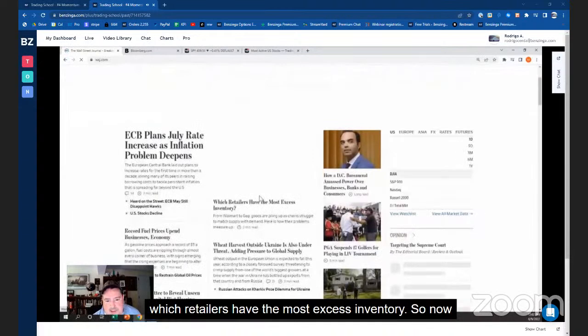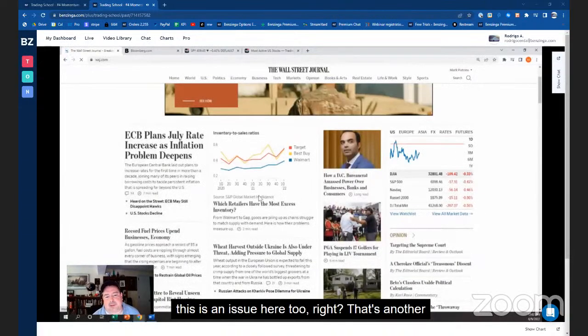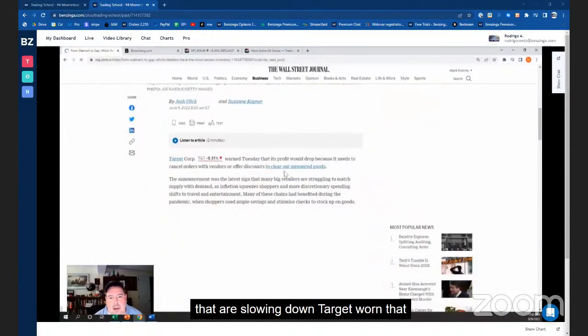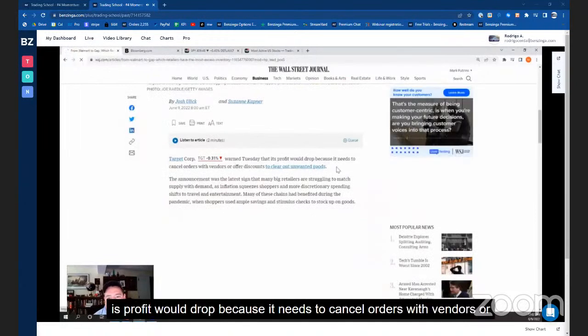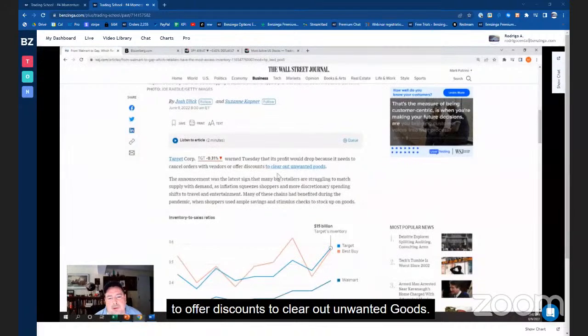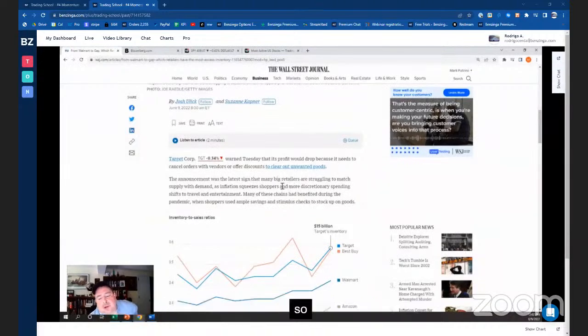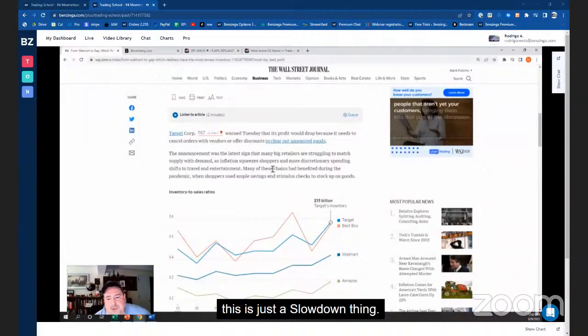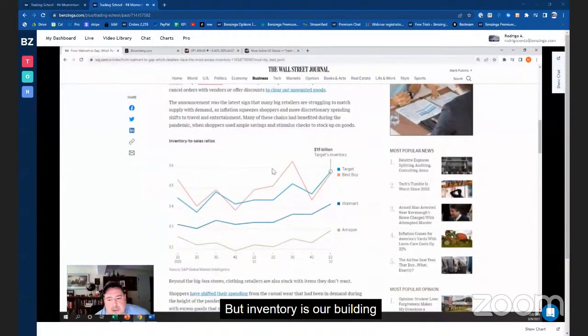Which retailers have the most excess inventory? So now this is an issue here too, right? That's another source of us telling things that are slowing down. Target warned that its profit would drop because it needs to cancel orders with vendors or offer discounts to clear out unwanted goods. I don't know if this has anything to do with the supply chain or if this is just a slowdown thing, but inventories are building, right? And we can see that here.